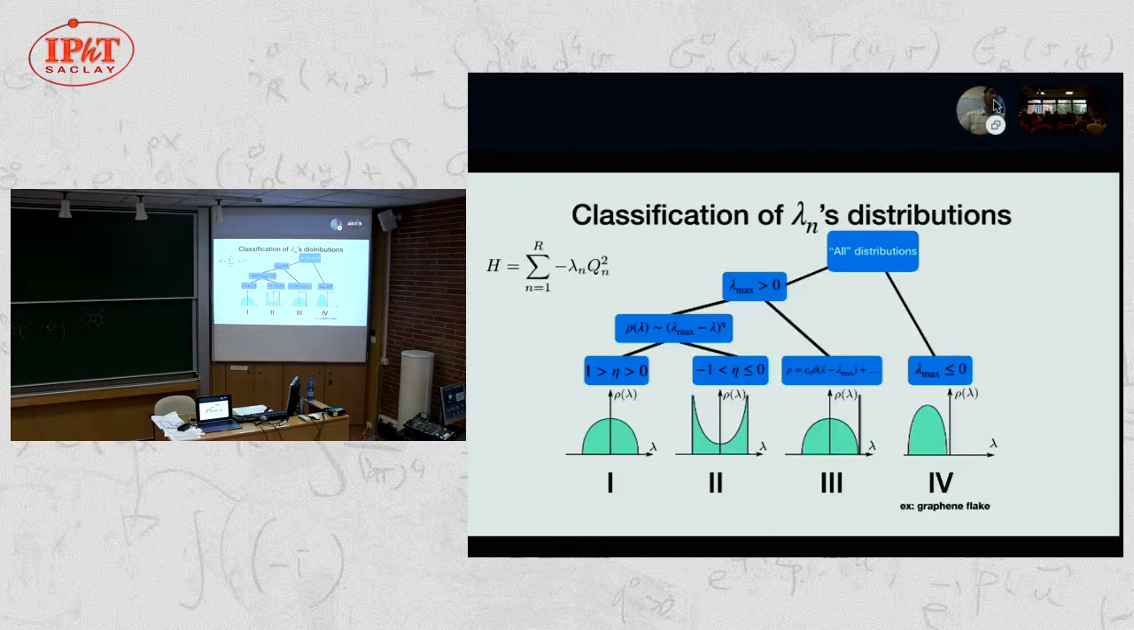Just to remind you, the Hamiltonian is written as a linear combination with these coefficients, and these coefficients can have a distribution when there are a lot of them. If I assume that in the thermodynamic limit they have a distribution, I can start to classify this distribution. It turns out that the following is a good way to classify them. The first thing you want to ask is whether you have any positive lambdas, some ferromagnetic coupling. If not, then you are in what we call class 4. So if lambda max is negative or 0, then you're in class 4. As an example of class 4, we can cite the graphene flake example. Why is it in class 4? Because you have a Coulomb repulsive interaction, which basically guarantees that you don't have any positive lambda.